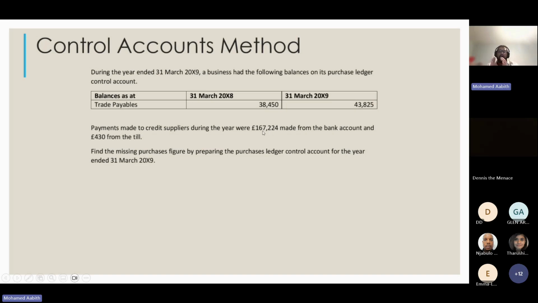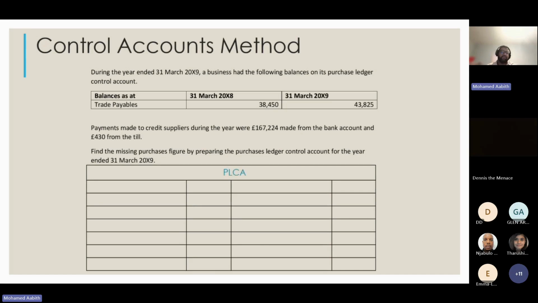All they want you to find out is how much is the purchase, how much I spent on purchases, because the business failed to record all the transactions in the book. Maybe they lost some of the purchase invoices. So what we need to do is find the missing purchase figure. So let's put that in an account. We put PLCA, initial balance, carried down from the beginning of the year. It is going to be 38,450 pounds. Bank payment, which will go on the credit side, which will reduce the amount. Cash payment will be that much.